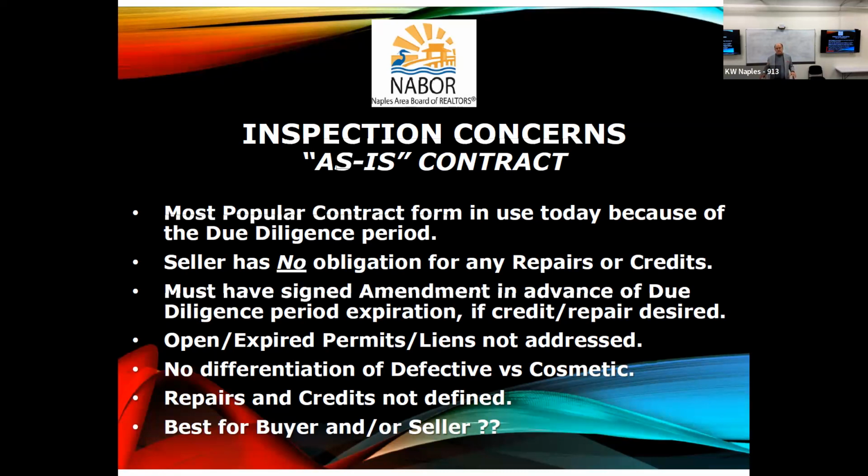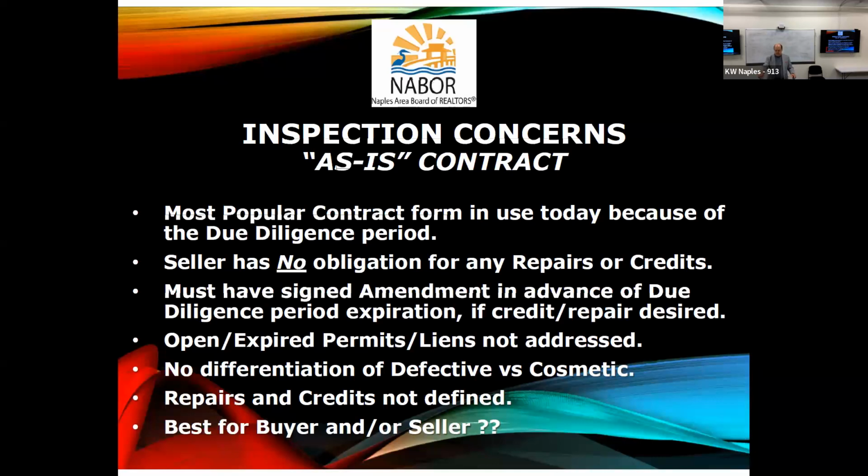Okay. So in the as-is contract, the seller has no obligation for any repairs and credits, supposedly. The paragraph in the as-is contract that replaces the inspection paragraph in the regular contract basically says that the buyer has X amount of days to determine whether the property is acceptable to them as is, and they can walk away for any reason or no reason, which is the attractiveness of the as-is contract. However, if you're a seller, I would say 90% of the time the buyer is going to come back to the seller and ask for something.